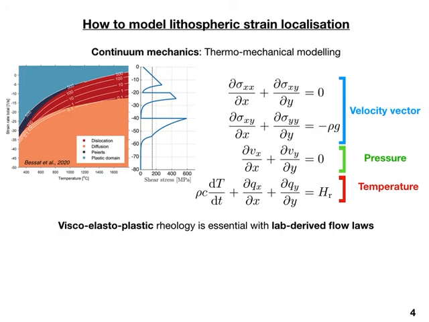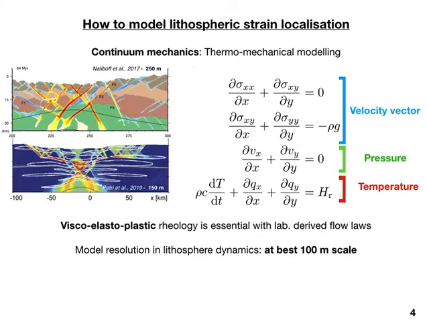These codes need to account for a complex viscoelastoplastic rheology, which needs to be based on lab-derived flow laws. So you can, for example, account for deformation maps that combine dislocation, diffusion, Peierls creep, and of course plasticity. A second important ingredient is the resolution power of the model. The best we get so far in 2 dimensions is 100 meter scale.